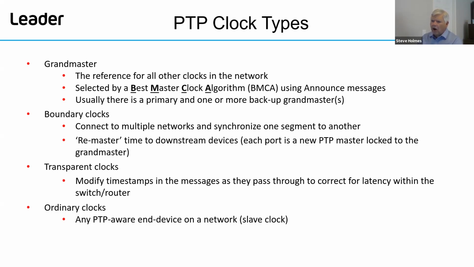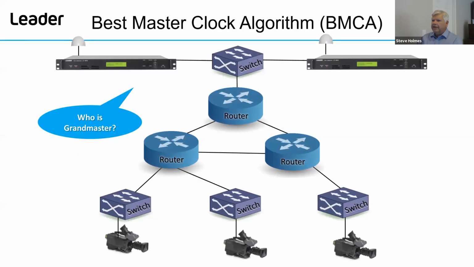Transparent clocks aren't used nearly as much anymore as they were when PTP started. Transparent clocks just modify the timestamps or put in a timestamp to say how long did it take for the PTP message to come into this clock or this switch and leave the switch, so that the receiver knows how much to modify that to be in lockstep with the Grandmaster. Ordinary clocks are just PTP aware slaves sitting on the ends of the networks.